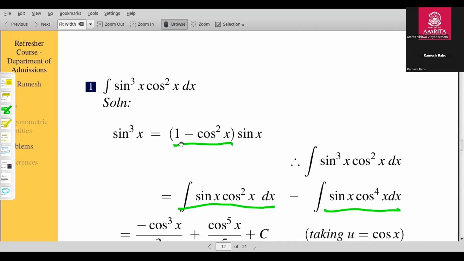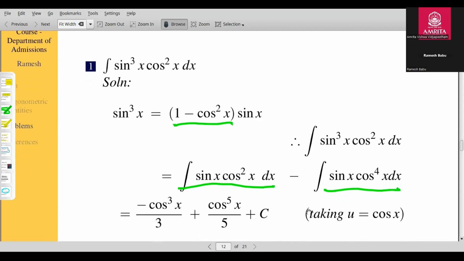I am having sine cube x. Sine cube x can be written as sine squared x into sin x. But sine squared x can be written as 1 minus cos squared x. Again, I multiplied with sin x: 1 minus cos squared x into sin x. I just substitute this term for sine cube x and split it into two terms.